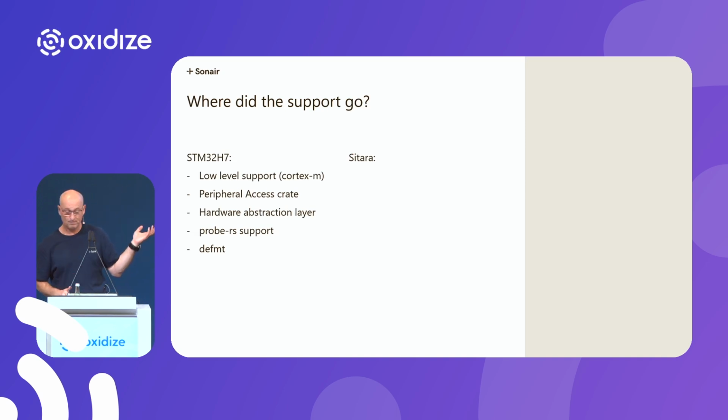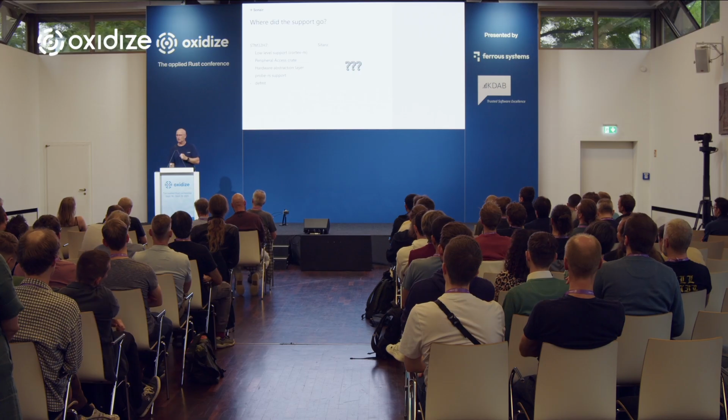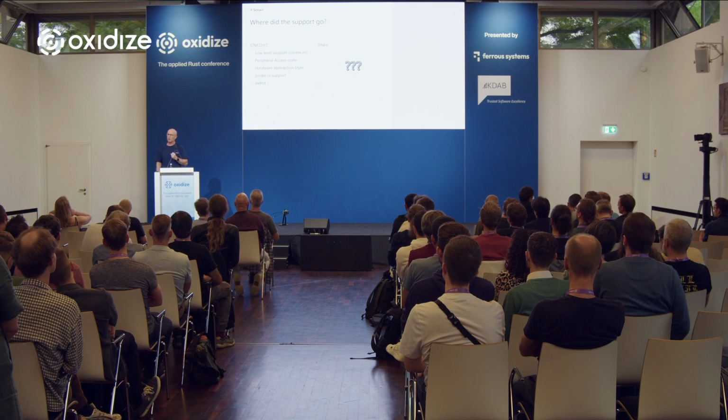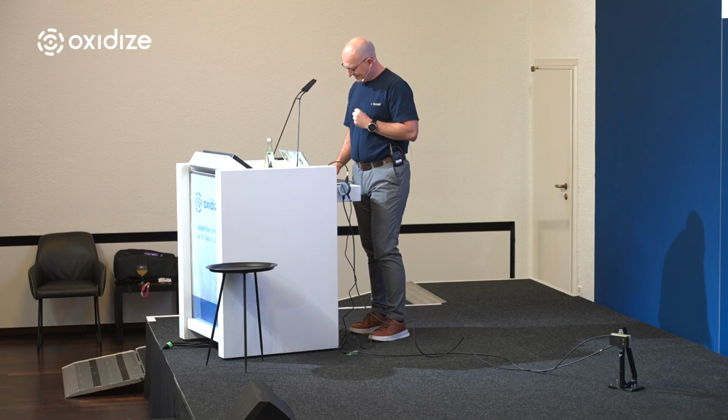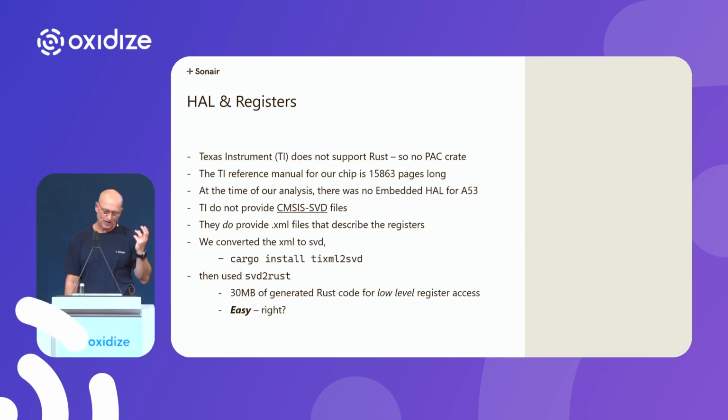So on SDA, there's low-level support for the Cortex-M. There's a PAC, a peripheral access crate, there's a hardware abstraction layer, there's probe-rs support, there's defmt. For the TI chip, well, OpenOCD works. Or we got OpenOCD to work. So no Rust support, no PAC crate.